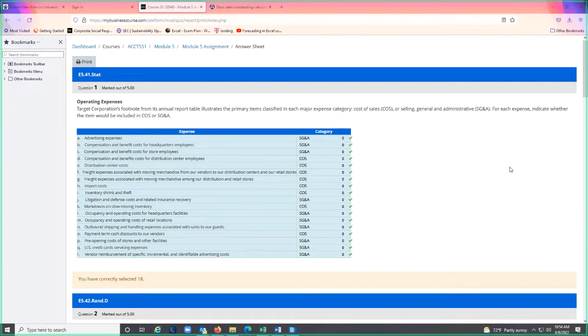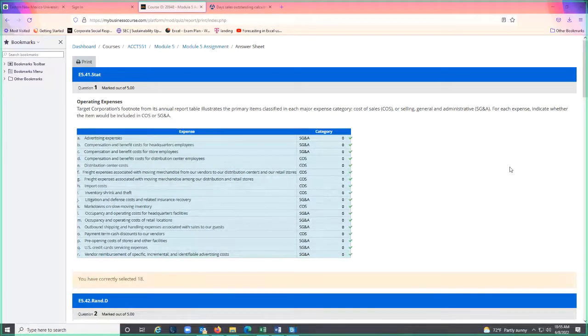Compensation and benefit costs for distribution center employees, that's cost of sales. Distribution costs, cost of sales. Freight expenses associated with moving merchandise, cost of sales. Freight expenses associated with moving merchandise among distribution and retail, cost of sales. Import costs, cost of sales. Inventory theft, cost of sales. Litigation, selling and admin. Markdowns on slow-moving inventory, cost of sales.